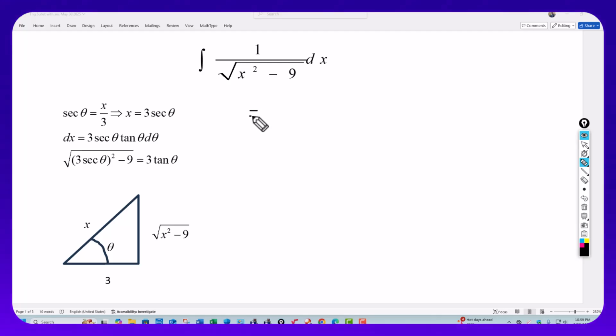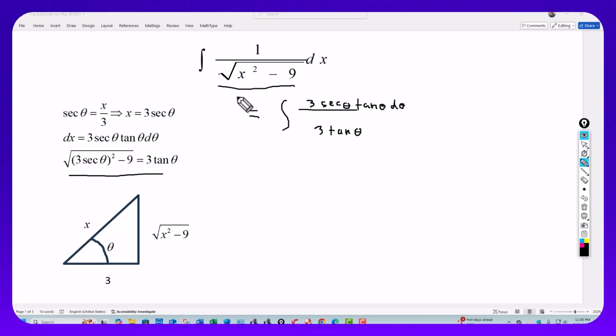Let's start right here. We have all the substitutions right there. And it's going to be the integral. And then the dx will be 3 secant theta tangent theta, and then it's d theta. And this radical here, based on these calculations, is going to be 3 tangent theta. So in this case, we're changing the variable of the integral from x to theta.